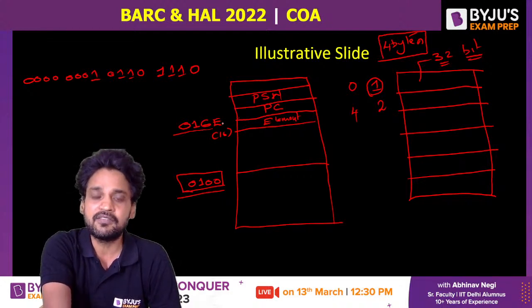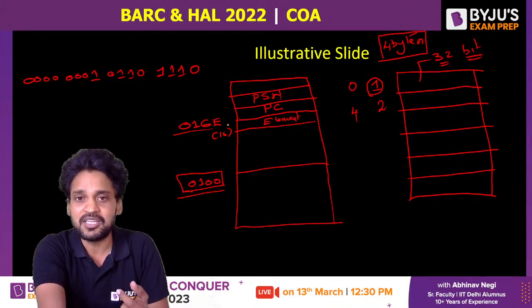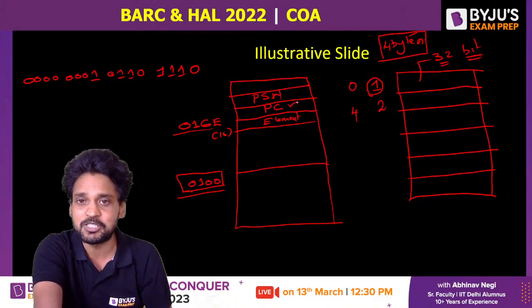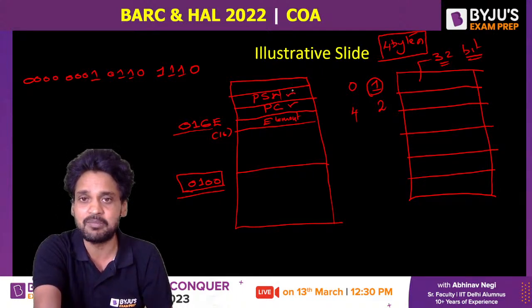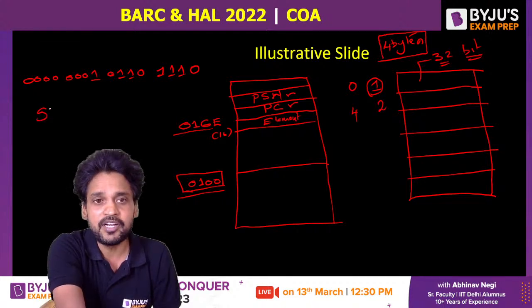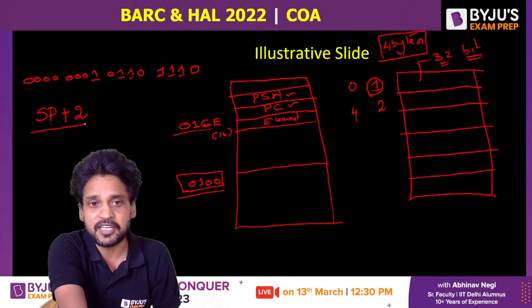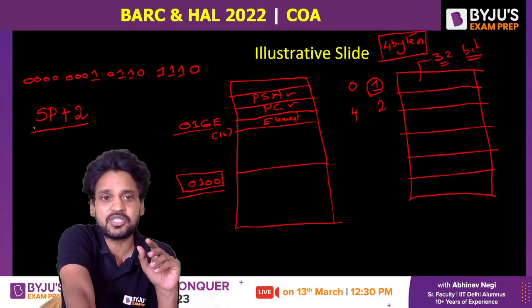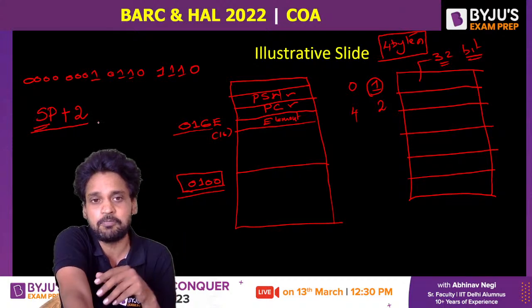Right after a call instruction is executed, as a result, two elements are pushed into the stack. One is program counter, one is PSW. So stack pointer will be stack pointer plus 2, right? This is the general thing. Because we added two elements to the stack, stack pointer should be updated as stack pointer plus 2.